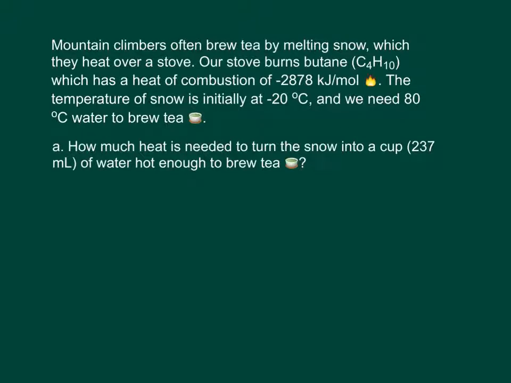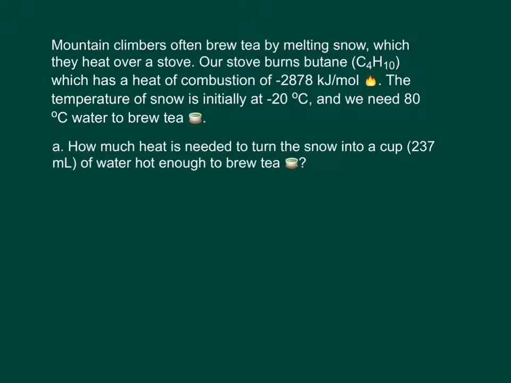The problem reads: mountain climbers often brew tea by melting snow, which they heat over a stove. Our stove burns butane, C4H10, which has a heat of combustion of negative 2,878 kilojoules per mole. The snow is initially at negative 20 degrees Celsius, and we need 80 degrees Celsius water to brew tea. Part A asks us, how much heat is needed to turn the snow into a cup of water hot enough to brew tea?